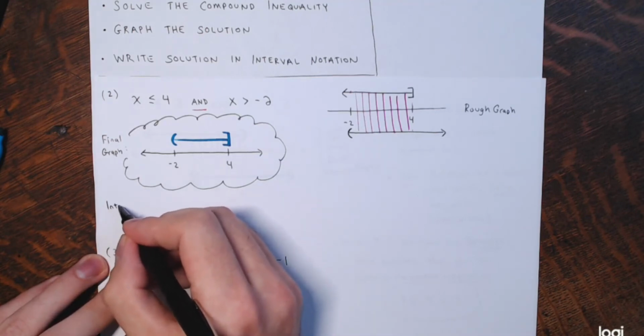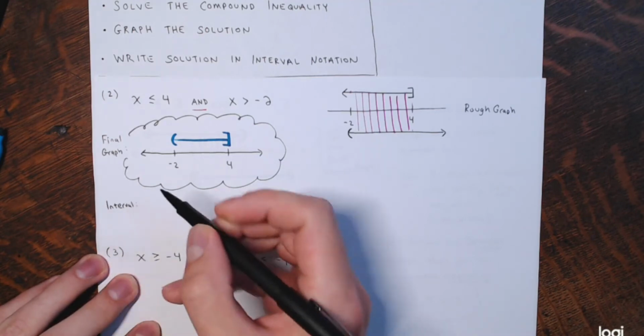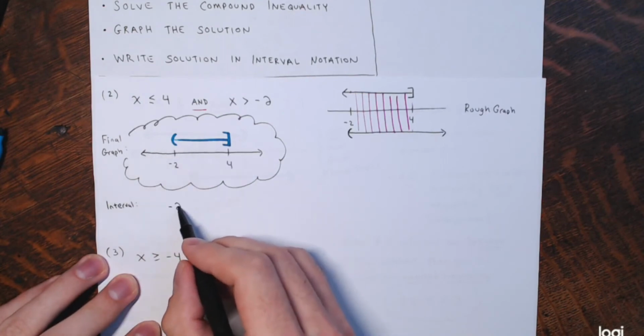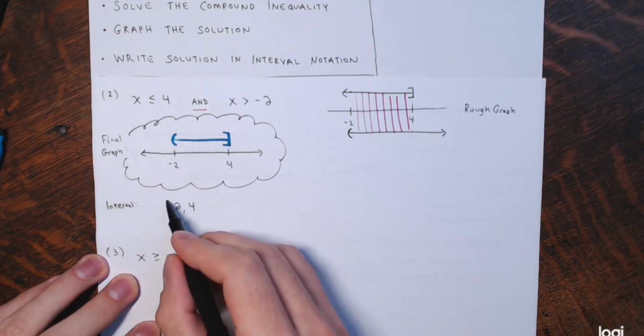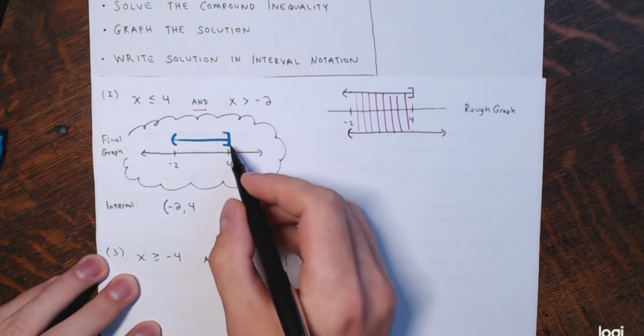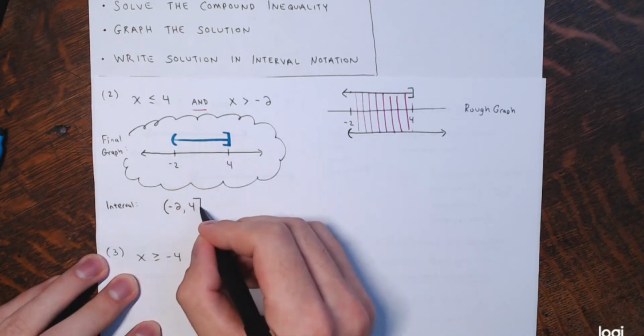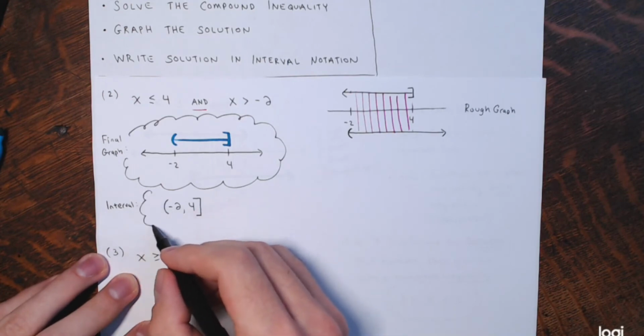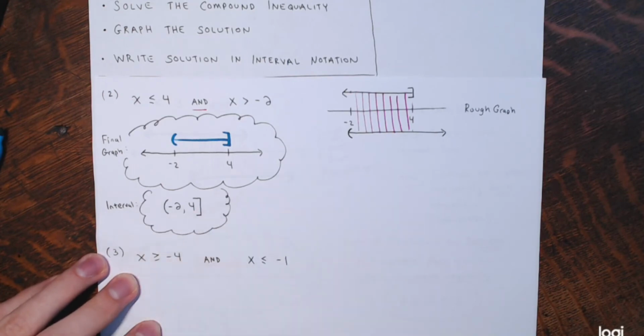And then the interval notation for this, left to right, the solution set is going from negative 2 to 4. Negative 2 is not a solution to the compound inequality. 4 is. So a bracket on 4, and there you go. There's your interval notation for this particular compound inequality.